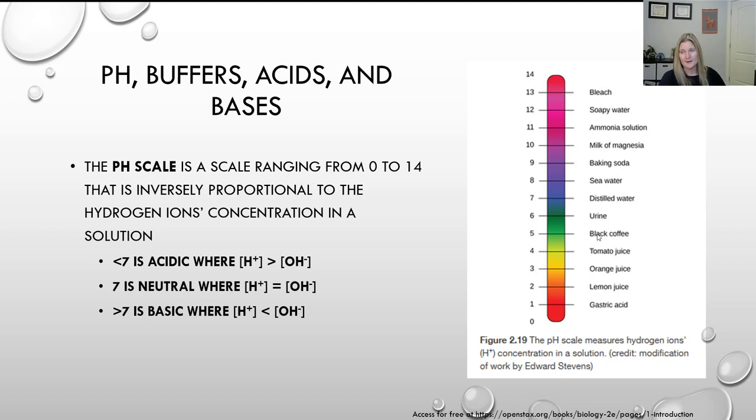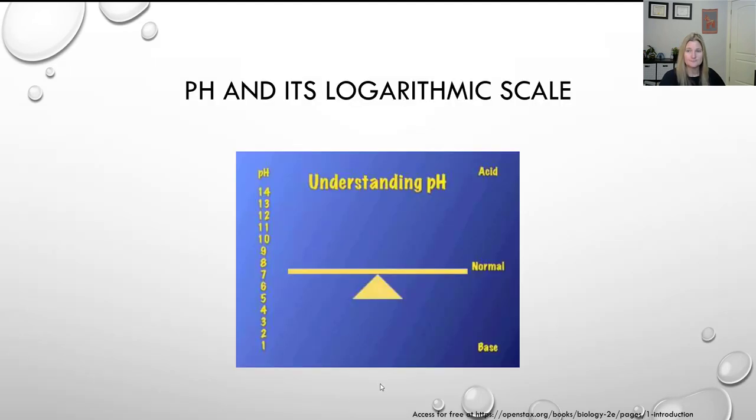So black coffee has 10 times more hydroxyl ions compared to tomato juice. Tomato juice has 10 times more hydroxyl ions than orange juice. So 10 times 10 means that black coffee has 100 times more hydroxyl ions compared to orange juice. Orange juice has 100 times more hydrogen ions compared to black coffee. So it's a logarithmic scale. So each time you're moving up or down the scale, it's a factor of 10. So let's watch a video to help us understand this a little bit better.